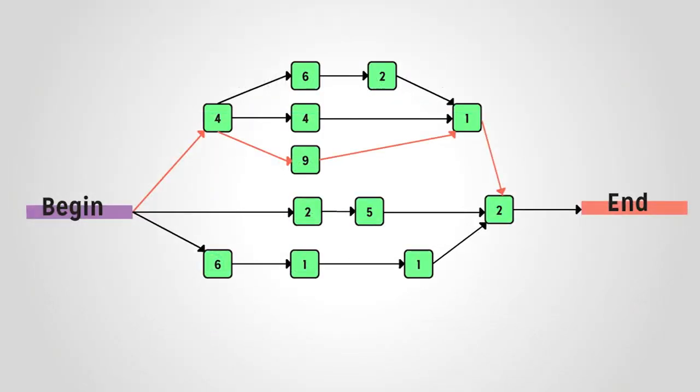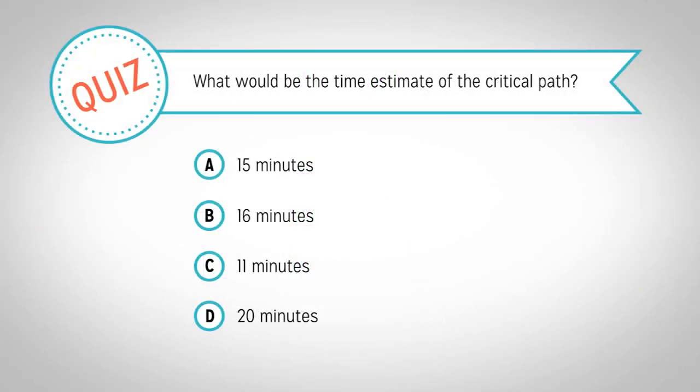Here's where the critical path would be. When you add up those estimates, you get 16 minutes. So 16 minutes would be the minimum amount of time that you could complete this project. Therefore, B is the correct answer.